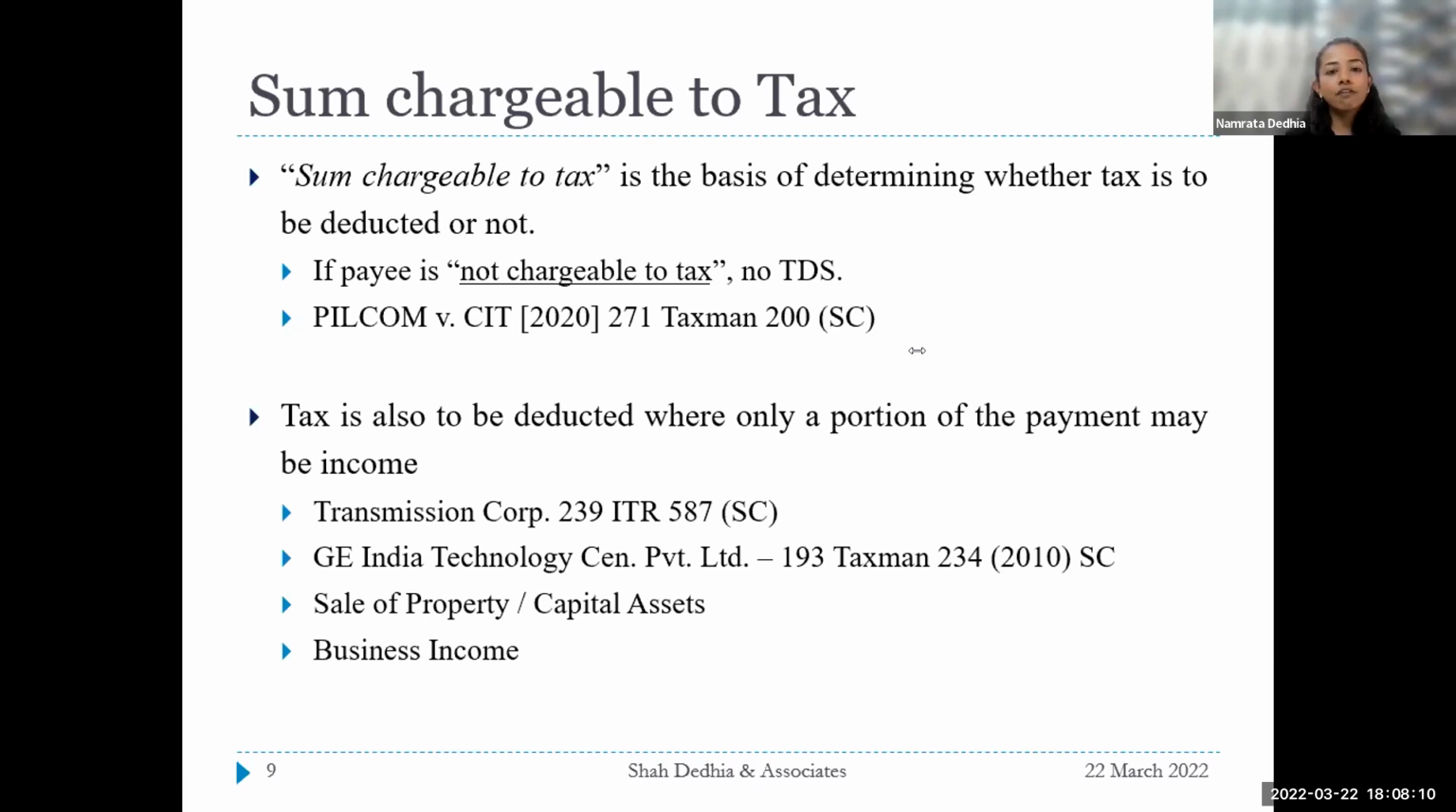So because of either the purchase of the NHAI, PFC, REC bonds, or the purchase of another property, the capital gains is per se not taxable under either 54 or 54EC. What should you do as a seller, as a buyer? Should you deduct TDS or not? Purely from the non-resident perspective, he has sold the property, earned capital gains, and is planning to reinvest in either another property or in the bonds. So there is no taxable capital gain.